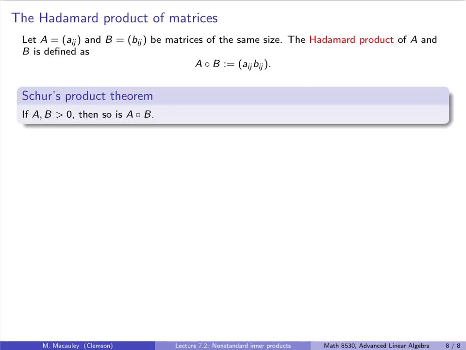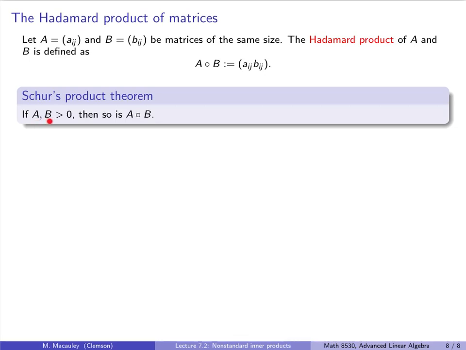Schur's product theorem says that if A and B are positive, so they have to be square for that, then their Hadamard product is positive as well. And this is something that you really should not expect. It should come as a surprise because it's not clear at all in what we've done this entire class what the meaning of this product is. But the key here is to use the theory of Gram matrices.